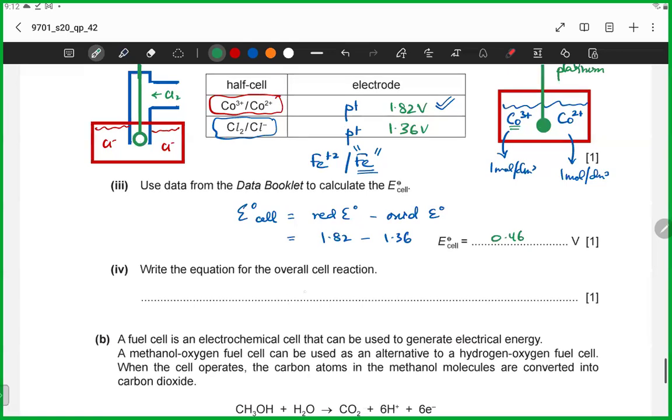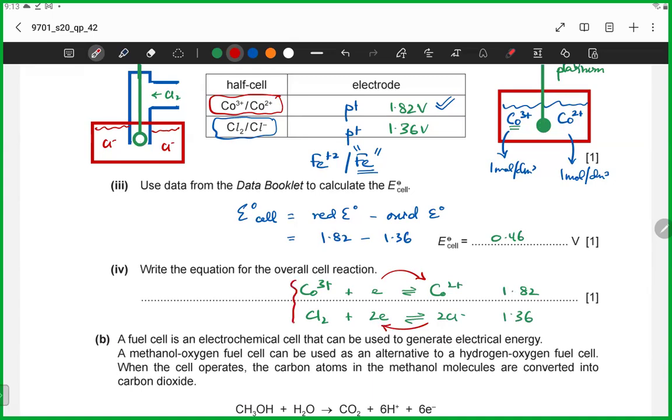So one of the electrodes is a cobalt 3 plus, cobalt 2 plus electrode. The other electrode is the Cl2, Cl minus 1 electrode, which is this one, Cl2 plus 2 electrons, and that's 2 Cl minus 1. This is 1.82 volts, and that's 1.36 volts. The higher potential always likes to gain electrons, and the lower potential is the one that's losing electrons.